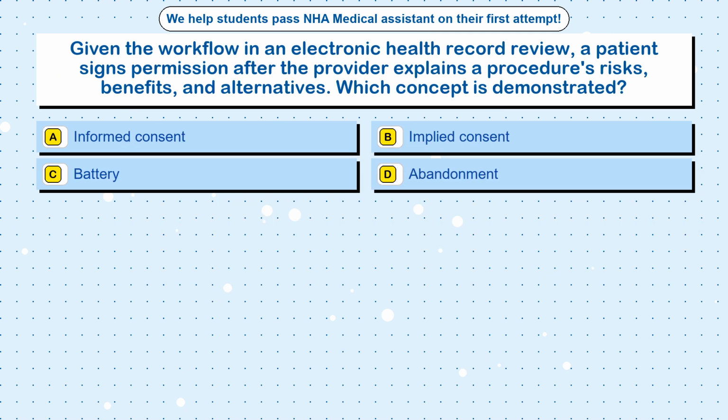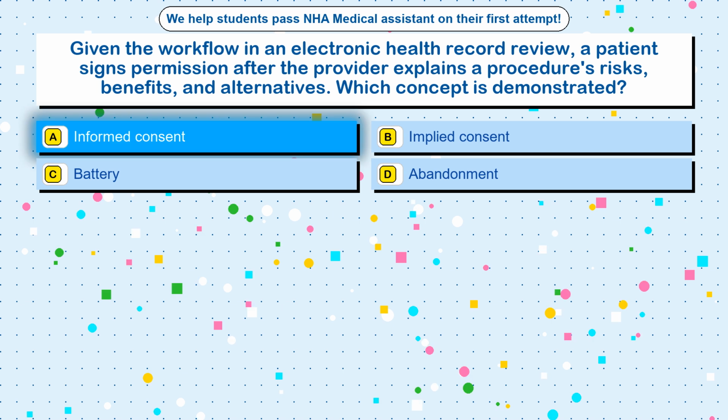Question 67. Given the workflow in an electronic health record review, a patient signs permission after the provider explains a procedure's risks, benefits, and alternatives. Which concept is demonstrated? Option A, informed consent. Option B, implied consent. Option C, battery. Option D, abandonment. The correct answer is option A, informed consent.